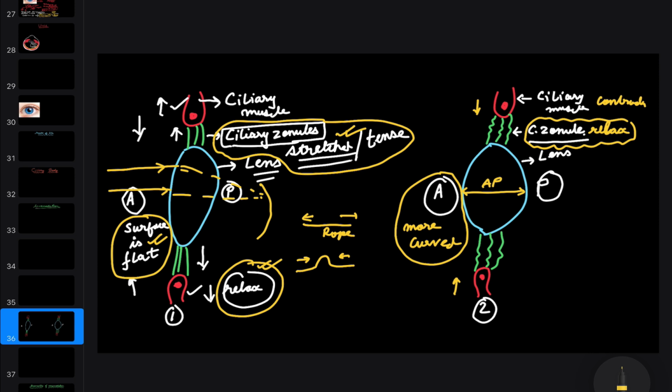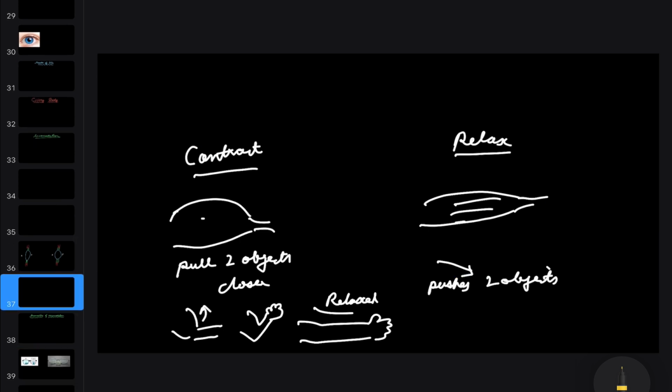Okay, so now what will happen? Now what will happen is, if suppose these are the light rays and they travel like this, then because of the increased curvature, they will be focused on the retina. Just like I had explained in the previous slide. This, in a nutshell, is accommodation. So these changes that the lens, the ciliary muscle and the ciliary zonules undergo, this is basically what accommodation is.